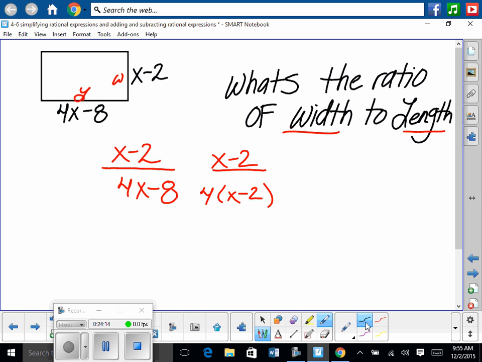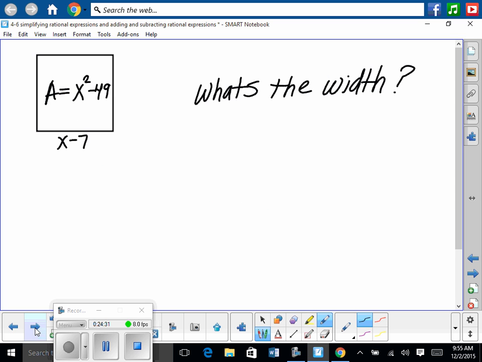Here we go. So, don't they both divide out and become a 1? Don't magically float that 4 up to the top. There's still a 1. 1/4. Look at that. The ratio of width to length is 1/4. Is everybody comfortable with that? It wasn't hard, was it? No. Okay. Next one.